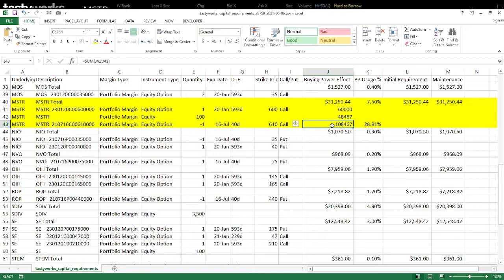And the beauty of having a portfolio margin is I don't have to actually put up the full amount. I just did the quick math. I'm only putting up like 28%, 29% of what the real value is, and that's why the buying power effect is relatively low.